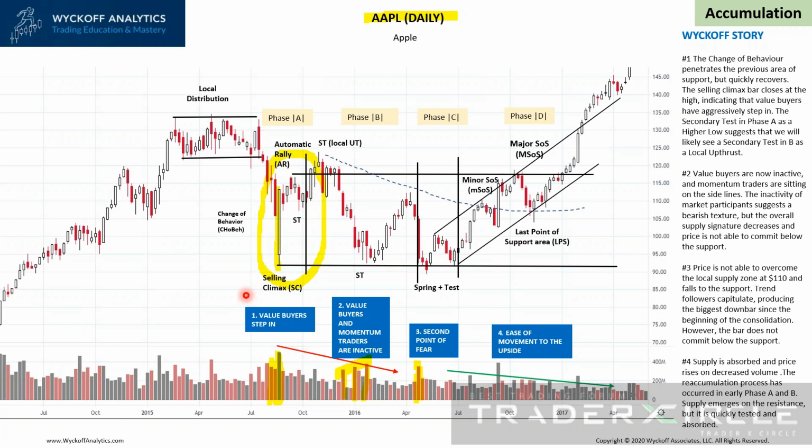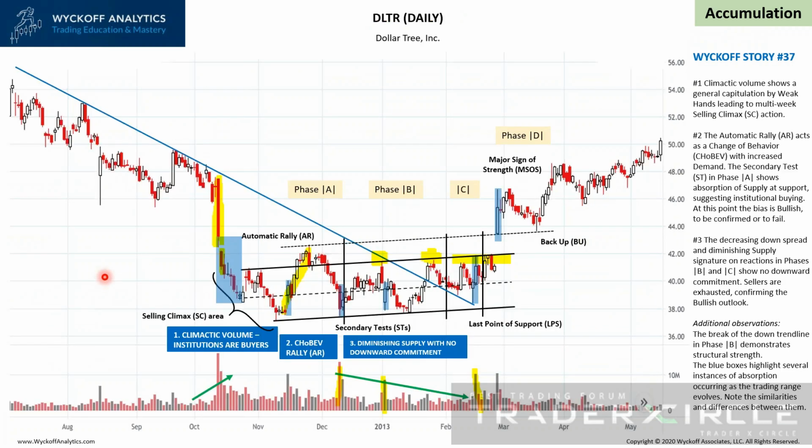The stopping action does not necessarily have to have an acceleration to the downside, followed by a quick automatic rally, like in this case. Let's look at this price action. We see high volume on this big down bar, and then momentum decelerates. High volume, and then deceleration. The down move keeps going on for a while on narrow spreads and decreasing volume.